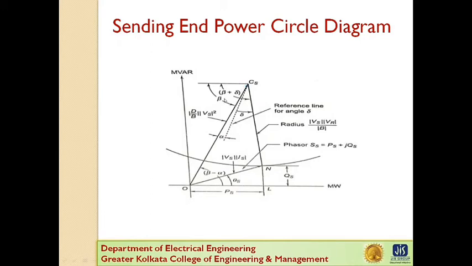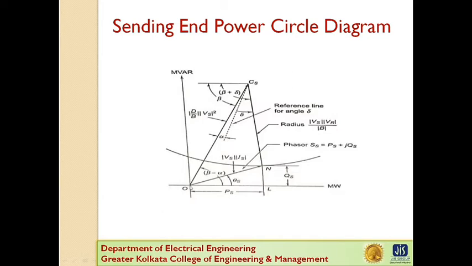And what is this? Now we take a third quadrant over here. We take third quadrant and this angle is beta plus delta, and if this is delta, then this angle is beta, and we take this as our reference line. And what is the value of radius? Now we draw a circle and center is this, the center is CS. We draw a circle whose radius is Vs Vr by B. So this radius is equal to Vs Vr by B.